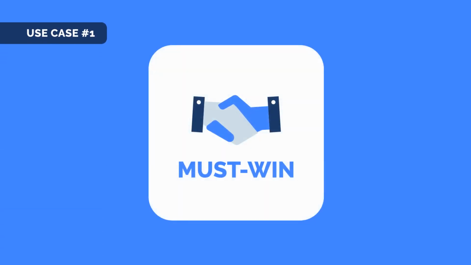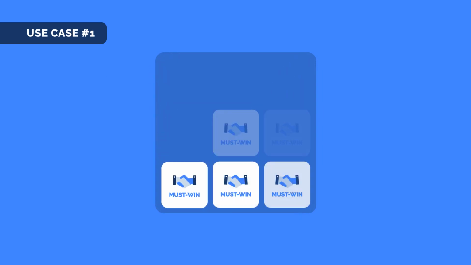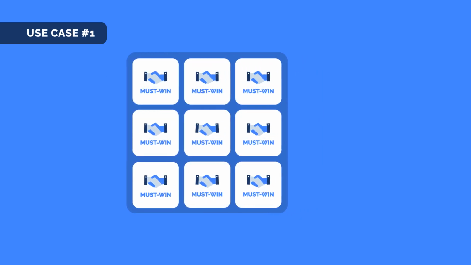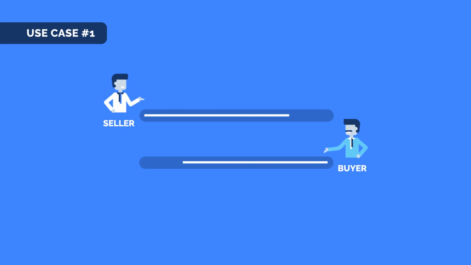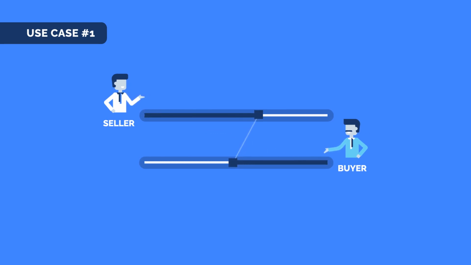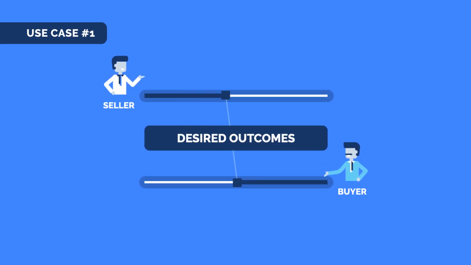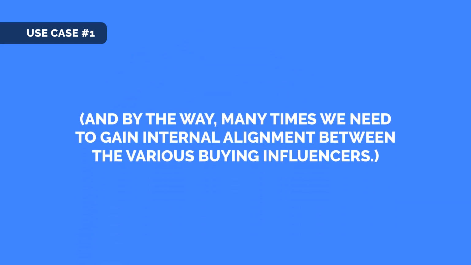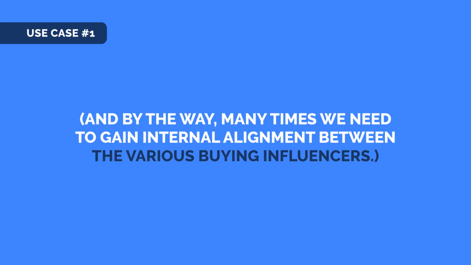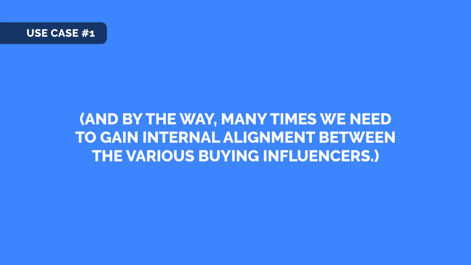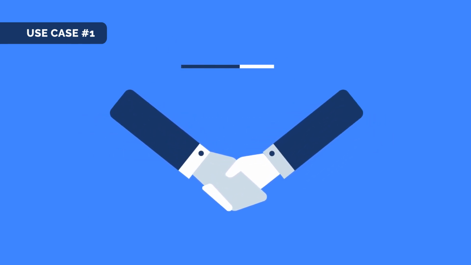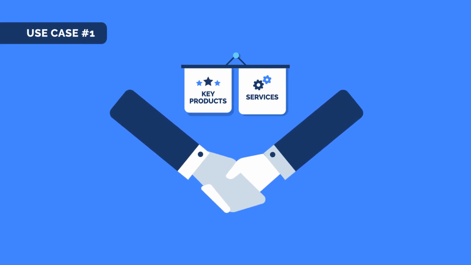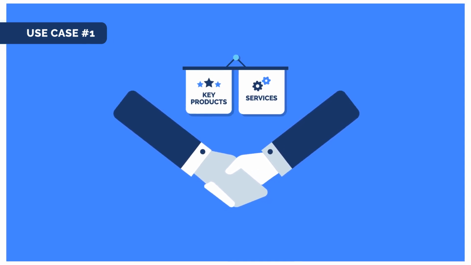In other words, what are we trying to achieve? Number one, we want to position must-win deals the correct way. And we need to gain alignment between us, the seller, and the buyer first on the desired outcomes. And by the way, many times we need to gain internal alignment between the various buying influencers. And then we want to gain agreement on the key products and services that will be in our offer that are going to produce those outcomes.